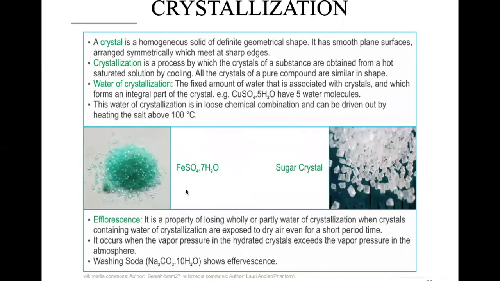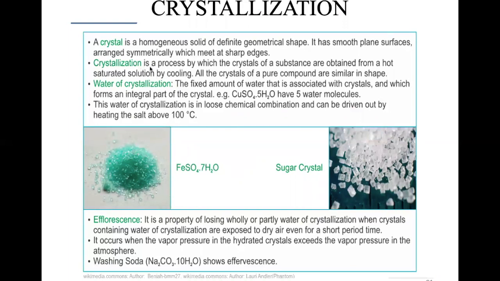Another example is that of iron sulfate. Iron sulfate 7H2O. How many water of crystallization water molecules are over here? 7. So FeSO4 is green crystals in nature. This is a sugar crystal. So what is efflorescence? If the water molecule is removed, then efflorescence happens, and if the water molecule is added, then crystallization happens.